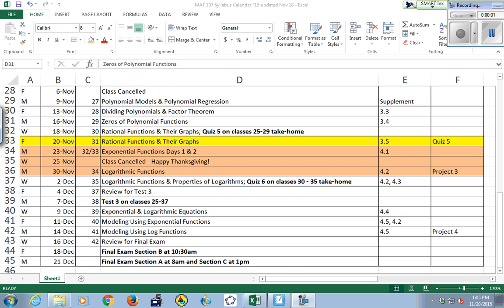New updated syllabus calendar. So we're going to talk about rational functions and their graphs today.